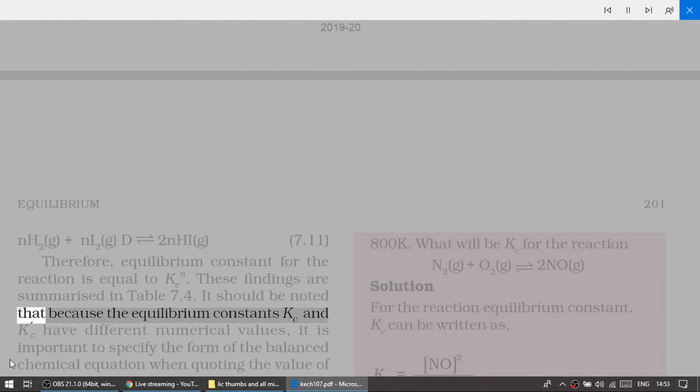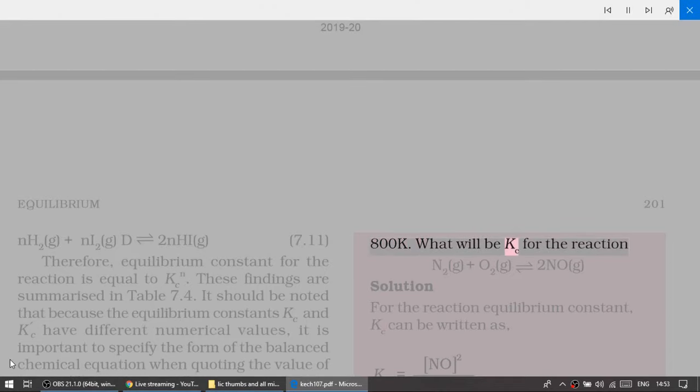It should be noted that because the equilibrium constants Kc and K'c have different numerical values, it is important to specify the form of the balanced chemical equation when quoting the value of an equilibrium constant.